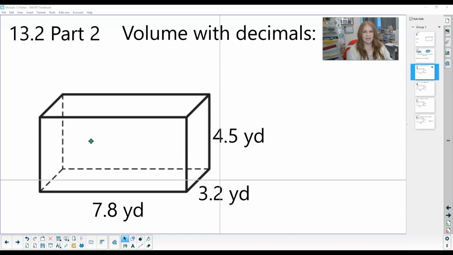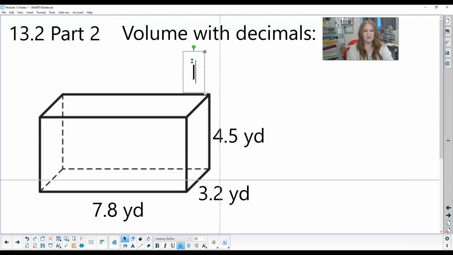So when we are finding volume using decimals, it is very easy. We have our formula: length times width times height. And again, it does not matter which ones I choose to multiply first. So I'm just going to look for ones that will be easy to multiply first. Which ones do I want to end with? I actually like to start with my hardest number first to get it out of the way.